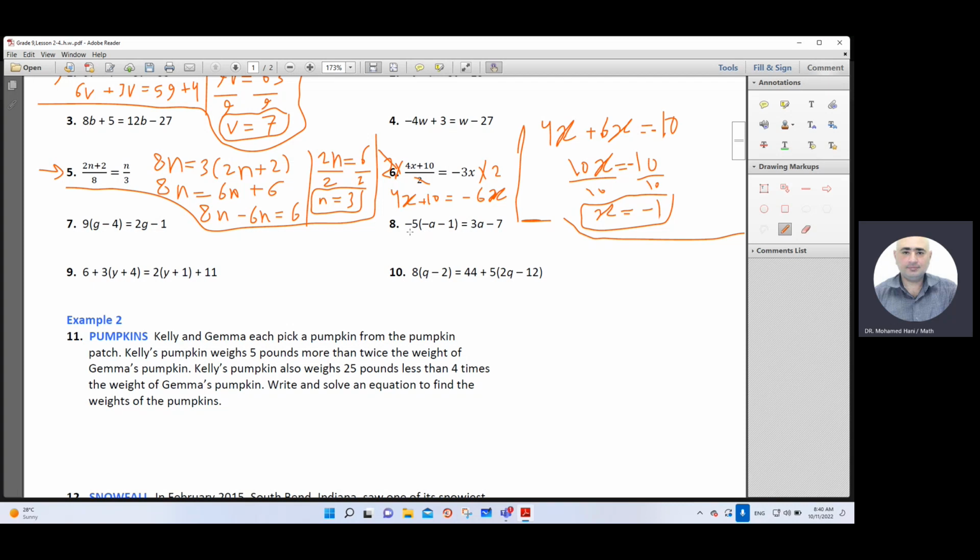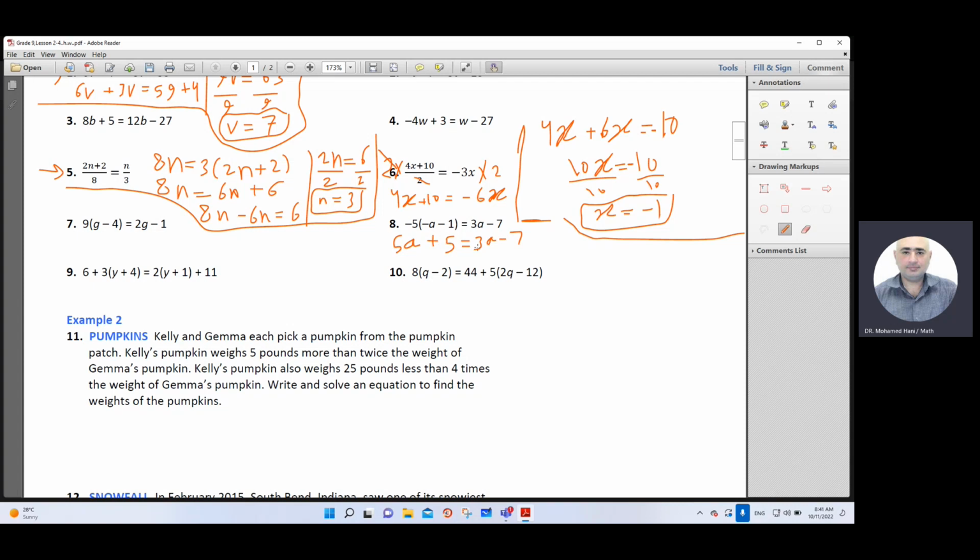At the first side here, as you see, we have distribute. So we want to multiply -5 by the terms inside the parentheses. Negative times negative is positive, 5 times a will be 5a. Then negative times negative is positive, 5 times 1 is 5. Equals 3a in the second side, 3a minus 7.